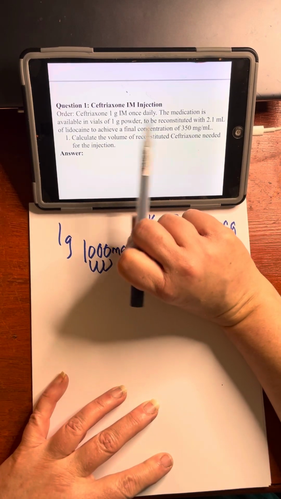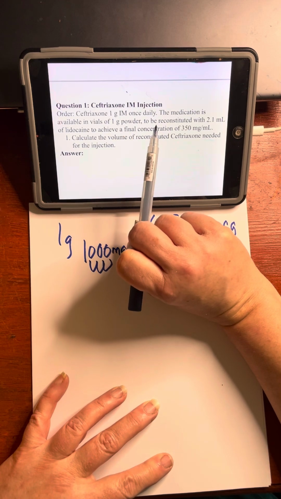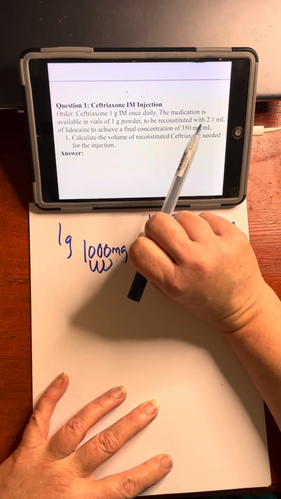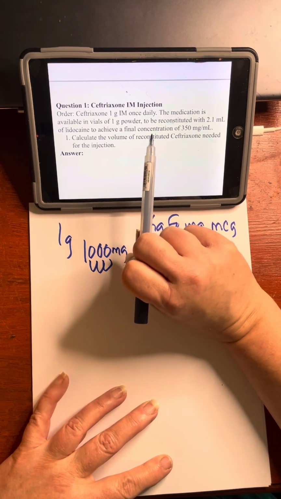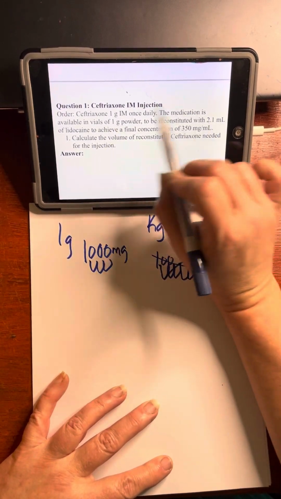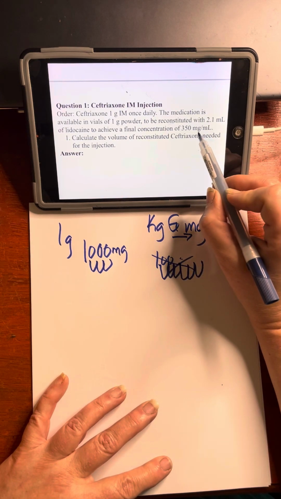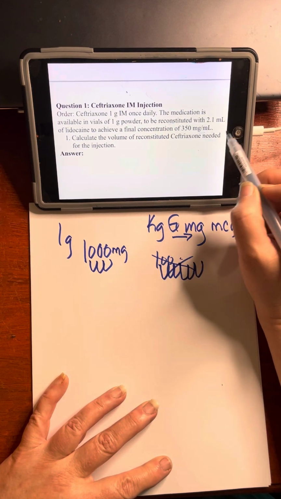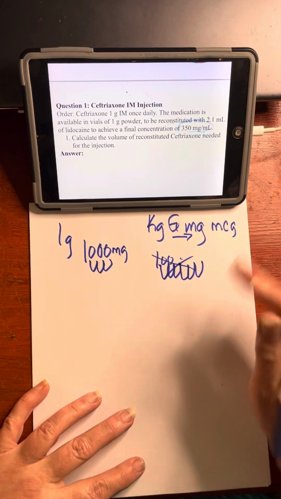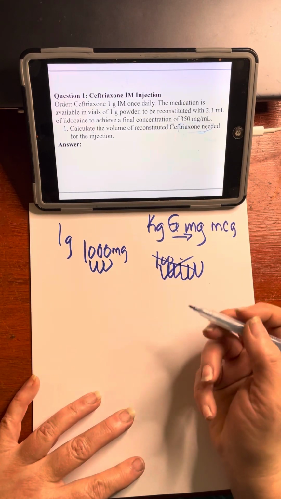Now, all this about the medication available is in a powder, 1 gram, to be reconstituted with 2.1 milliliters. You do not use any of that to work this problem. You're looking for the concentration after you do all this stuff. You're looking for the per. You see that per right there? This is what you have to use to calculate this problem. The other is a distractor. So don't let it distract you, okay?